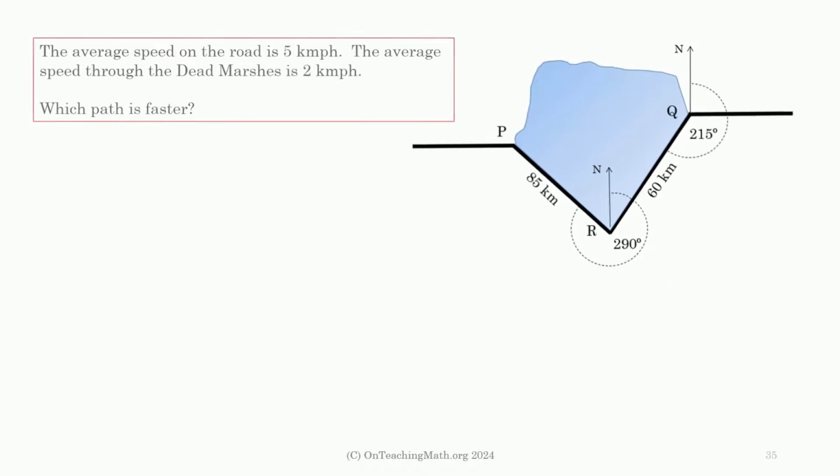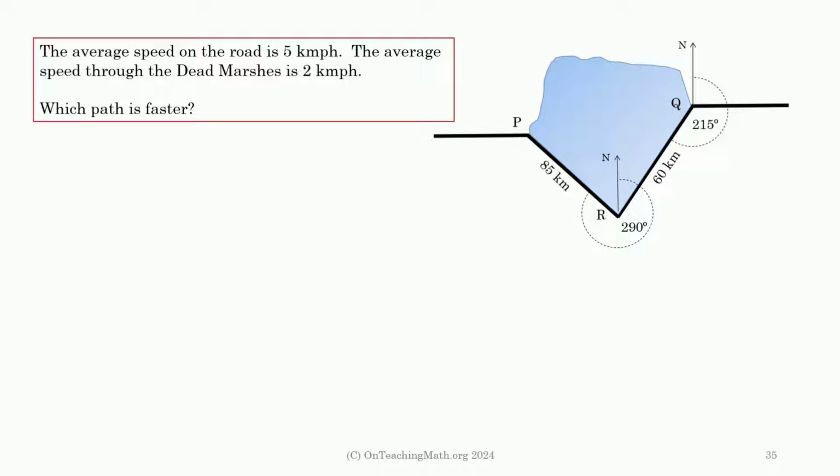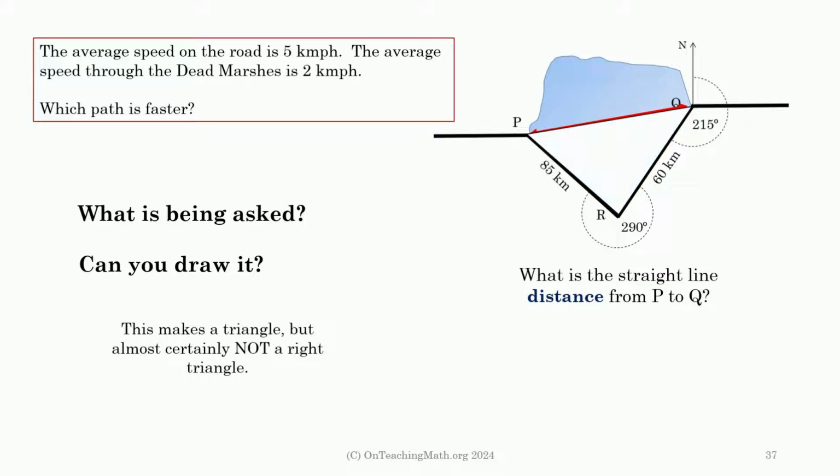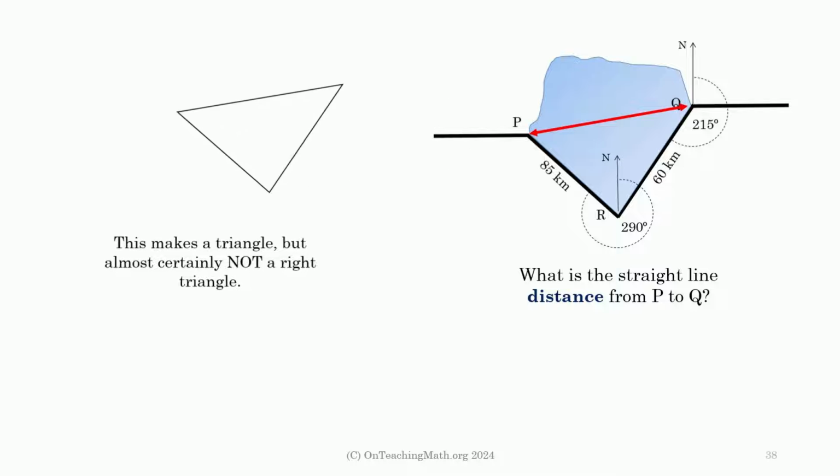Is the road faster or is through the marsh faster? So in order to answer that question, what information do we have to find? What is being asked in a roundabout way? Well, that would be, what is the straight line distance from P to Q? This distance right there. Well, that makes a triangle for sure.